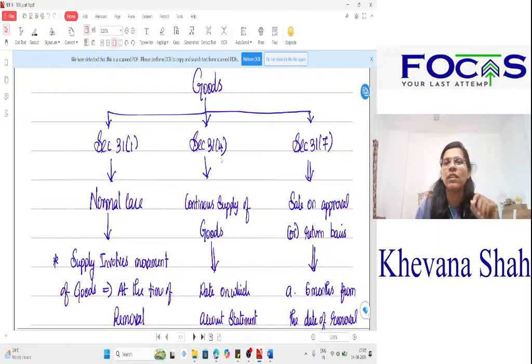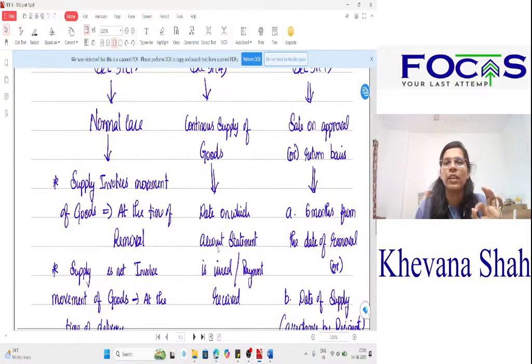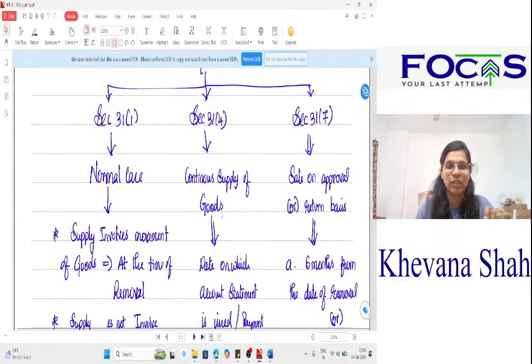Then section 31.4 says that in case of continuous supply of goods, the date will be the date on which the account statement is issued or payment is received. So whenever you make the entry in your account statements, or whenever you actually receive your payment, that date will be your date of issue of invoice in case of continuous supply of goods.